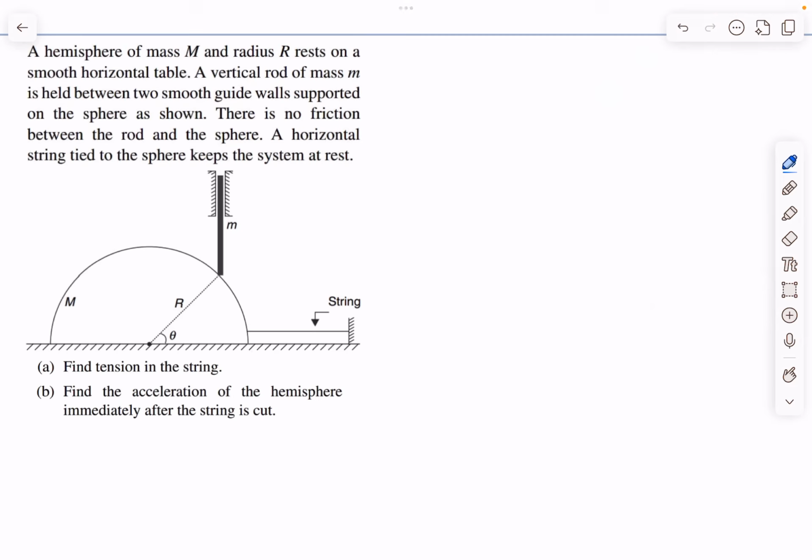Hello everyone. So this is a nice problem from mechanics. Let's read through the problem once. There is a hemisphere of mass capital M and radius capital R which rests on a smooth horizontal table.